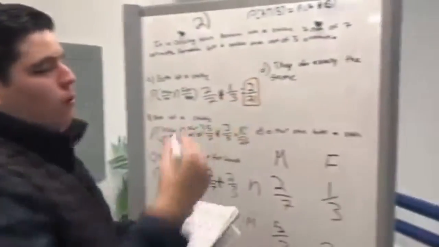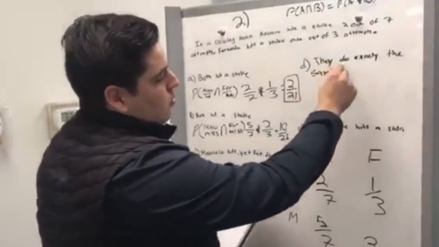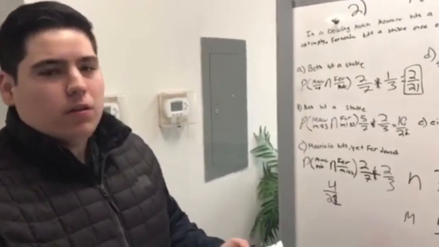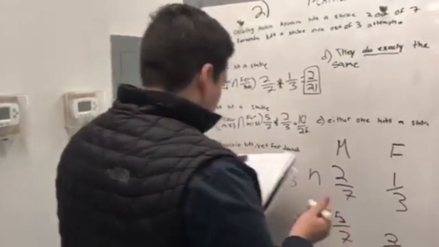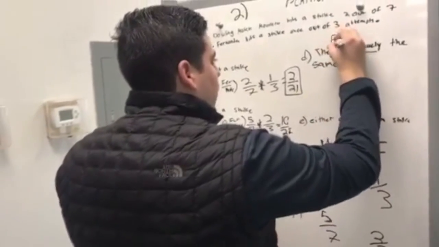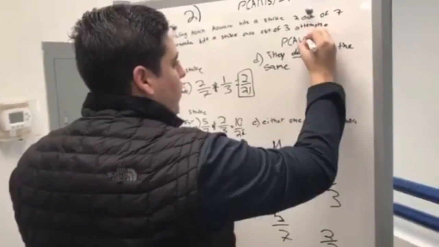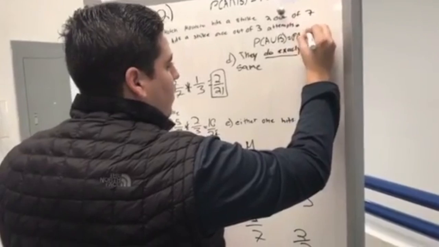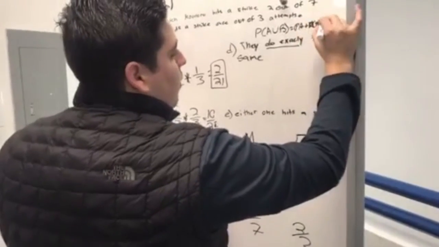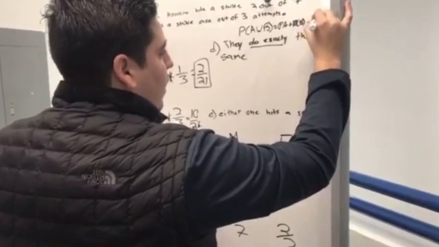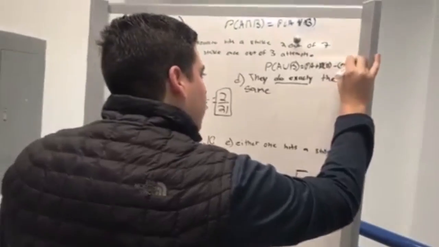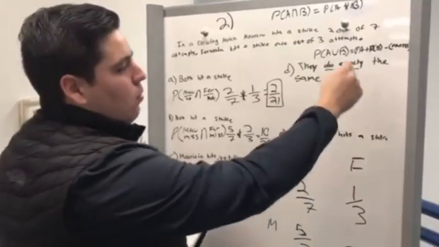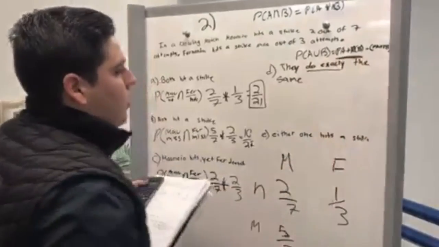So in this one, we'll use another formula due to the fact that they need to do exactly the same. So they cannot hit and miss at the same time, and each one doesn't depend on the other. So we will use the formula: probability of A union B equals probability of A plus probability of B minus PA times PB. But in this one you cannot hit and miss at the same time, so we will only use this part of the formula.